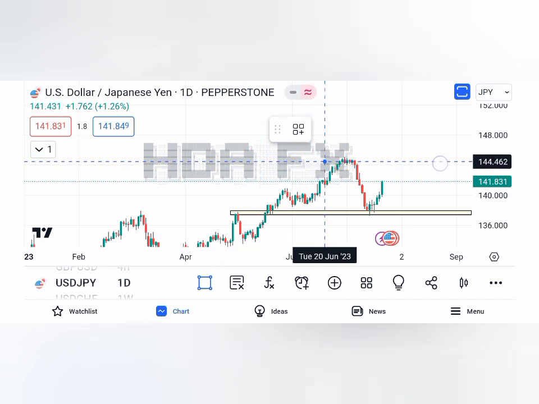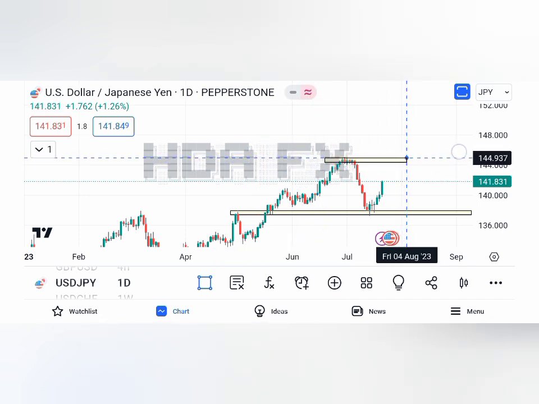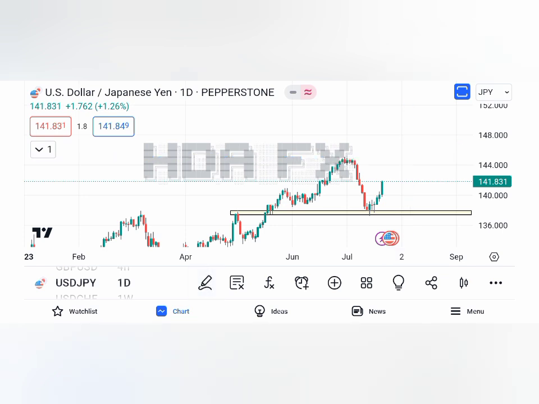I want to see upward continuation on USD JPY up to this very point here. I want to see price continue upwards to this very point here on USD JPY. But let's move to the 4-hour time frame and see what we have there also.